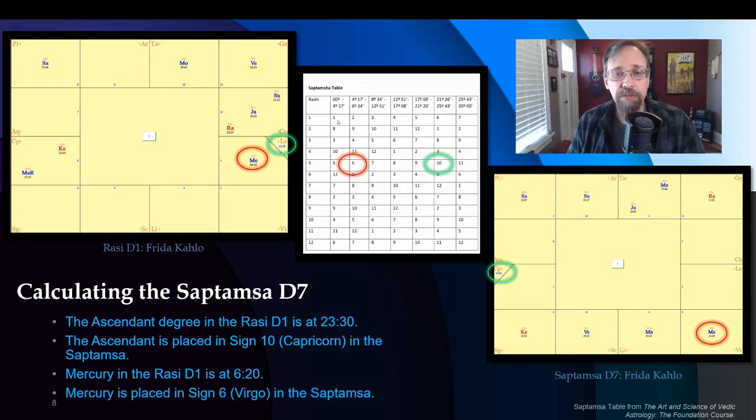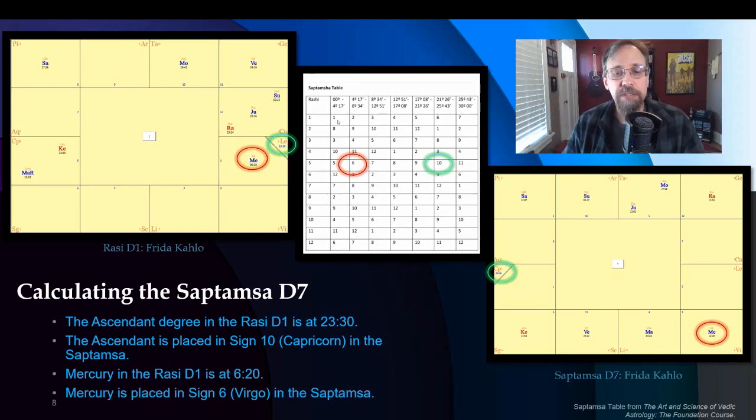Now we need to determine what the energetic quality of that space will be, which is based on the sign we are starting with, which is Leo. And Leo is the 5th sign of the zodiac. So we go down this first column until we see the number 5. And then we move across and we see where it lines up with the 6th column. And there we find the number 10. So this means we're going to place our ascendant degree for our Saptamsa in the 10th sign of the chart, which is going to give us our first house of Capricorn for this Saptamsa.